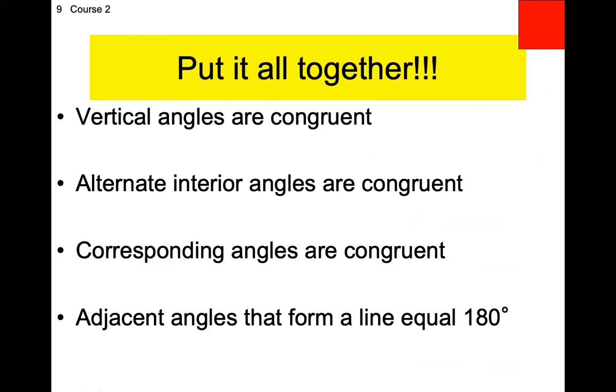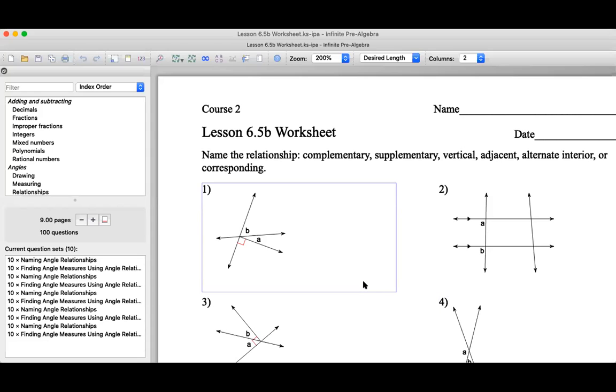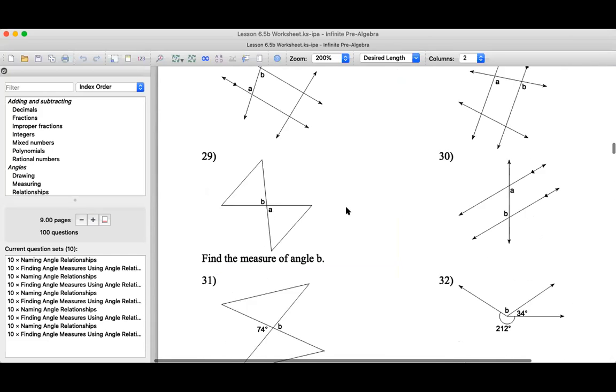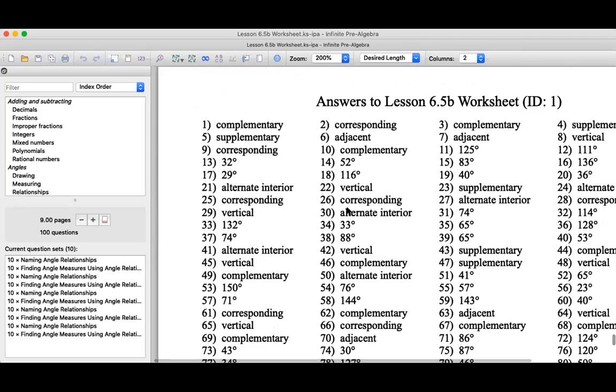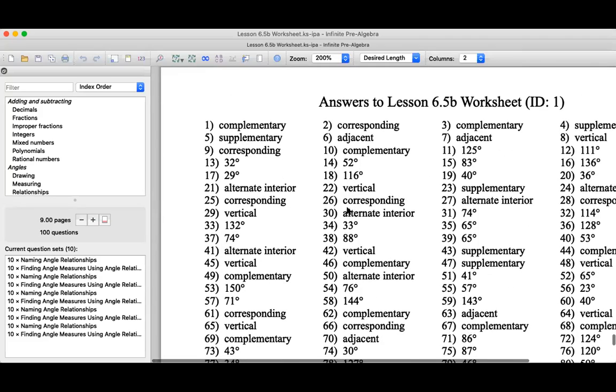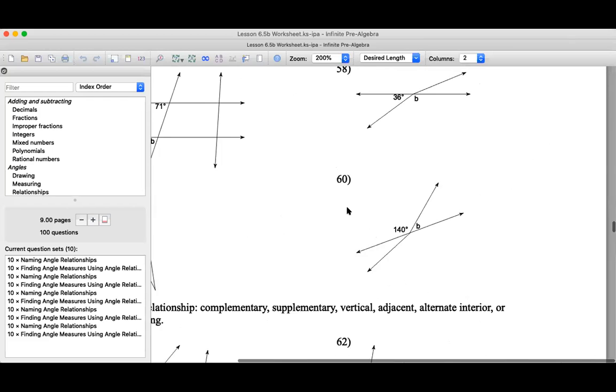Okay, so I'm going to stop this share and I'm going to share the worksheet. We're going to look over the worksheet real quick. The worksheet is right here. All right, there's 100 questions here, literally 100 questions. I gave you 100 questions once again, not because I'm mean and cruel, but because I want to give you practice.